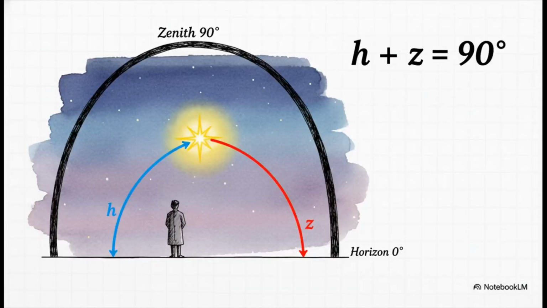This slide illustrates a really simple but elegant relationship. Since the zenith is, by definition, 90 degrees from the horizon, the height h plus the zenith distance z for any object you're looking at will always sum to 90 degrees. They're just two complementary ways of expressing the same exact vertical position.